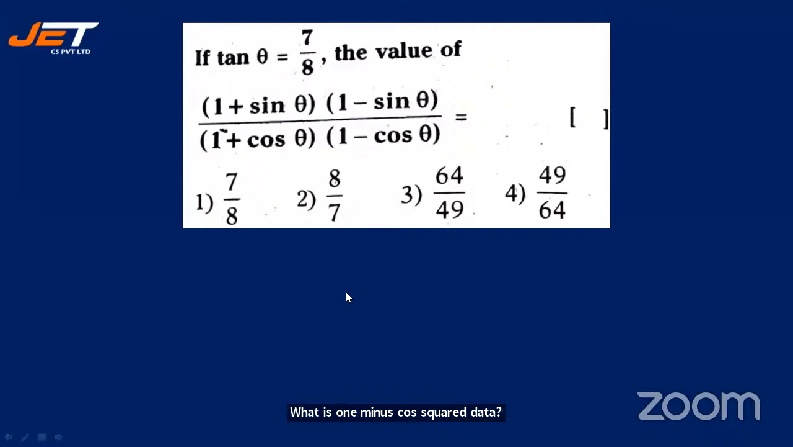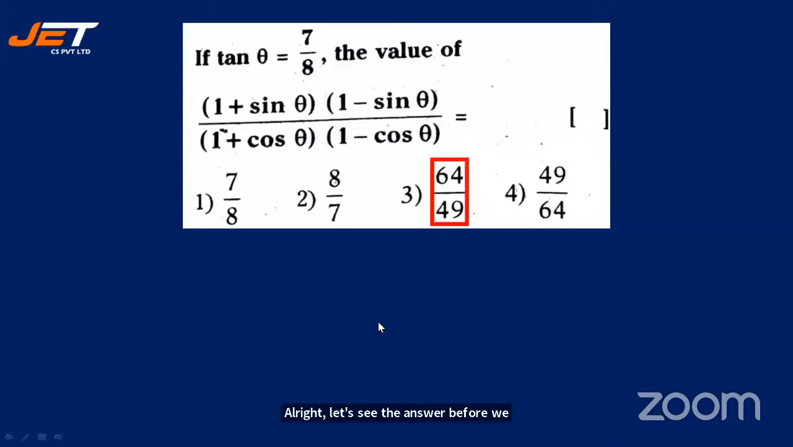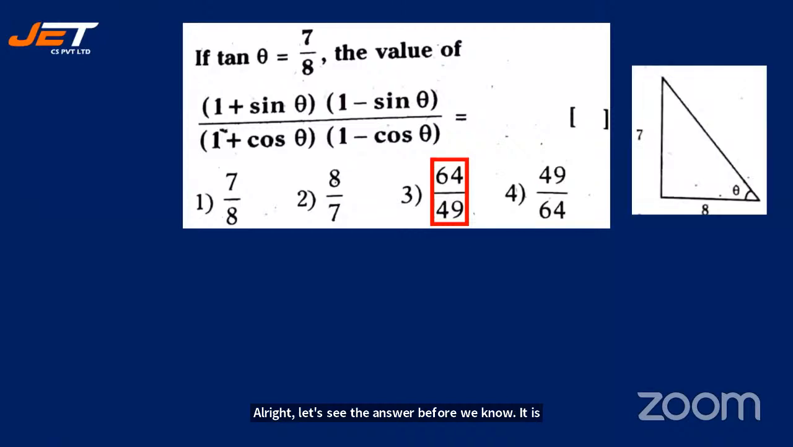All right. So you have numerator and denominator. Now tell me the value. I'm sure you must have found it by now. Let me see. Option 3. Many say option 3. Yes. Good. Excellent. Let's see the answer before we go up. It is 64 by 49, option 3.